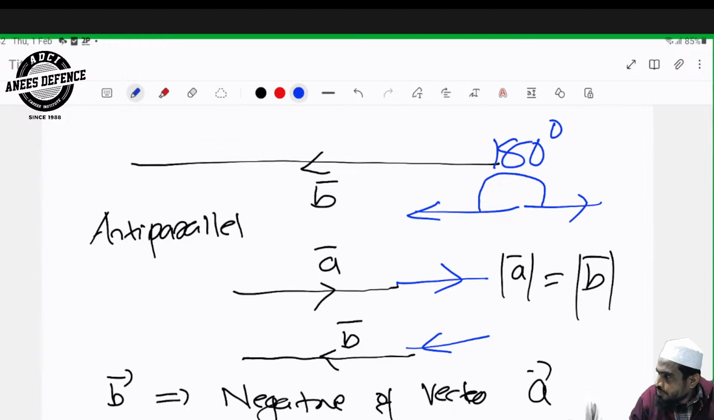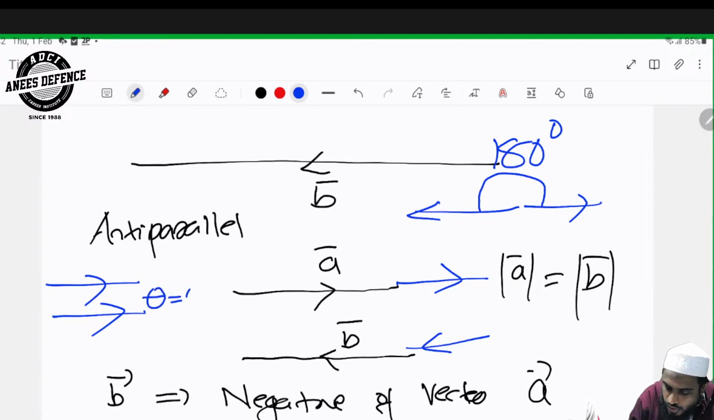Parallel vector. One vector is like this, another vector is also like this. What is the angle between the two vectors? Theta will be equal to 0 degree. Parallel means 0 degree. Anti-parallel means 180 degree.